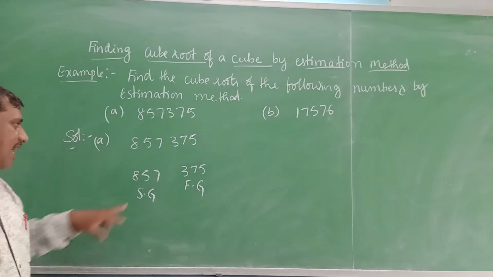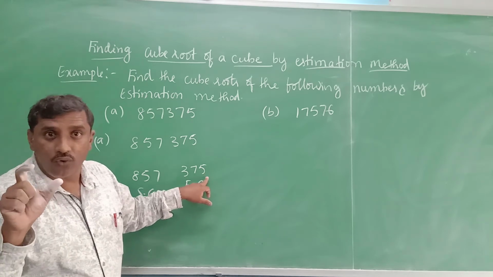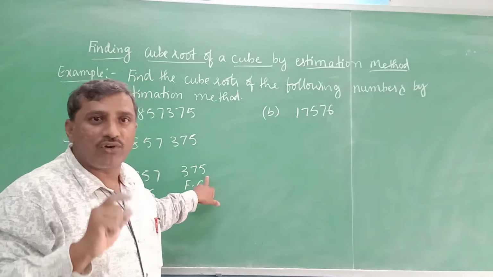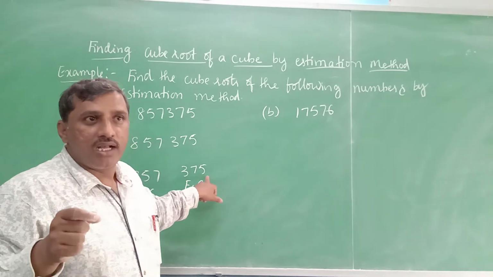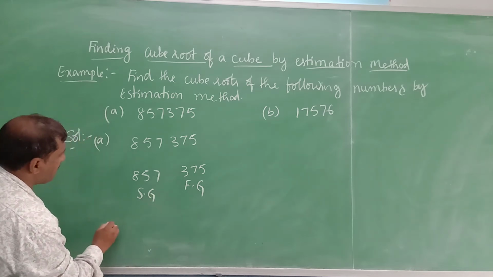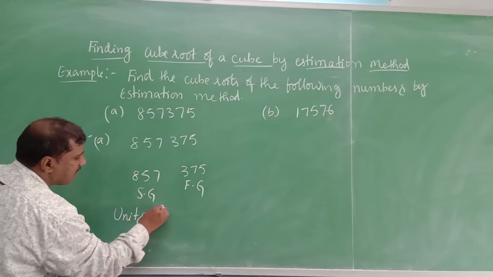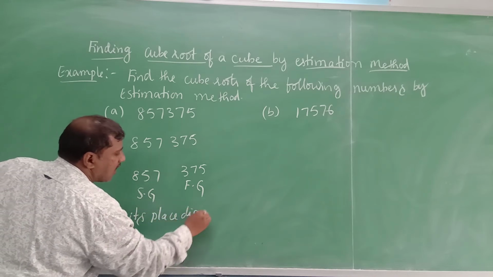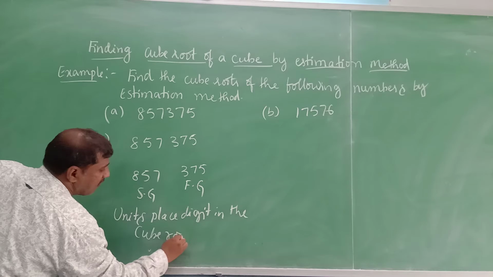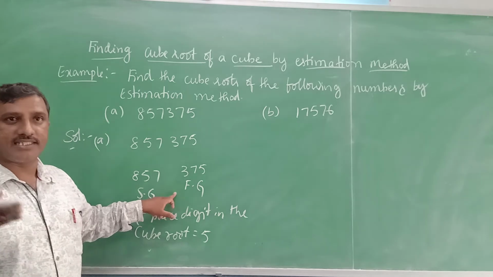Now the second step: identify the units place digit of the first group. Here it is 5. Therefore, the cube root of any cube number with the units place 5 has units digit 5 only. So the units place digit of the cube root of 375 will be 5. Then we have to find the tens place digit. Units place digit means the ones place digit.